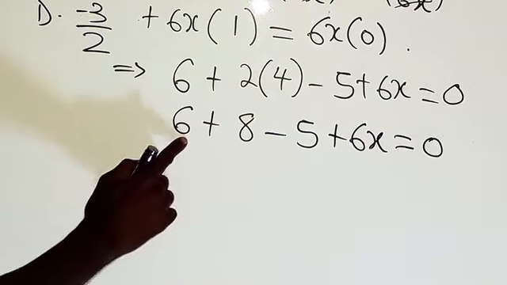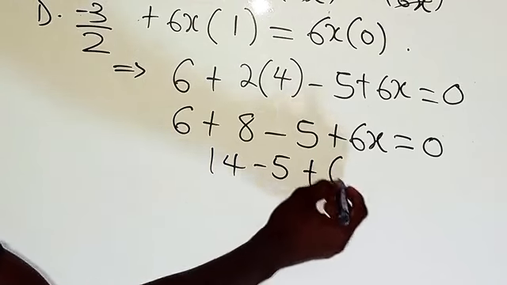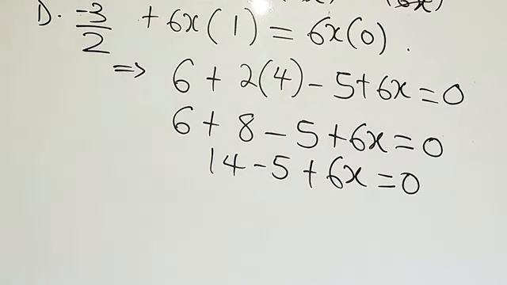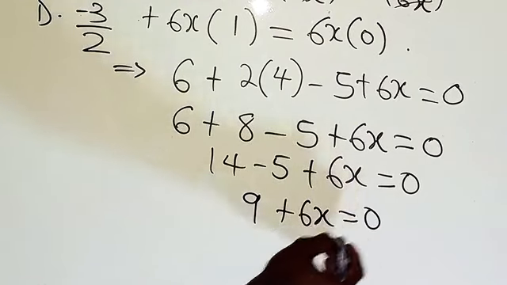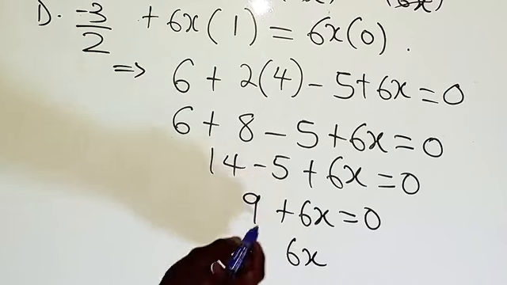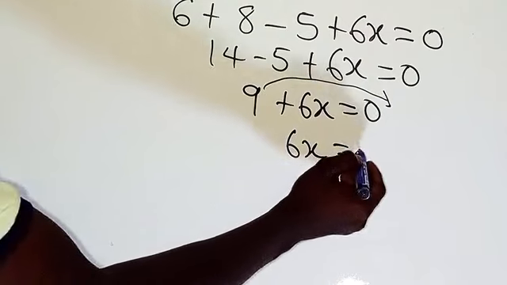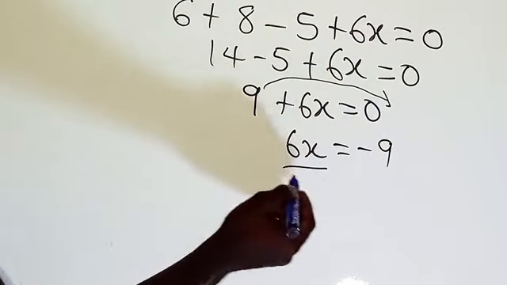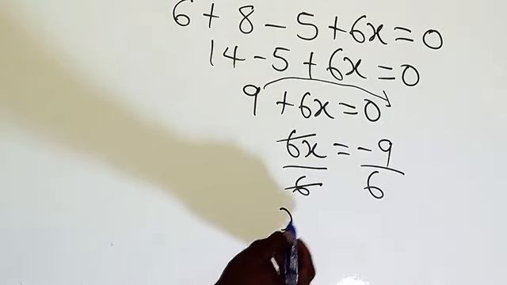So now from here, 6 plus 8, we have 14 minus 5 plus 6x equals 0. Now we have 9 plus 6x equals 0. So now we have 6x. We are going to transpose this to the right hand side, so it will change to negative 9. So we divide both sides by 6, right? So this, we cancel this, so we're going to have x equals.